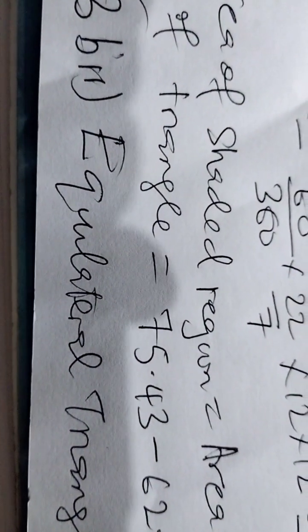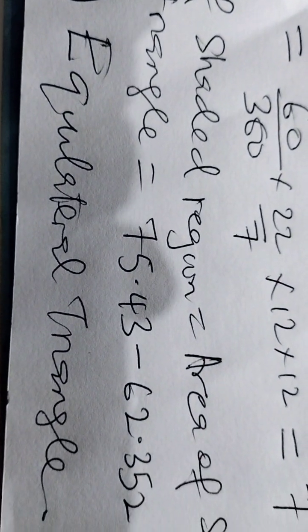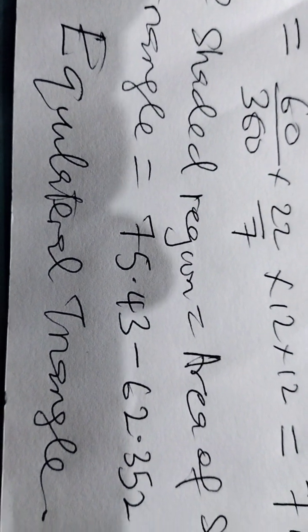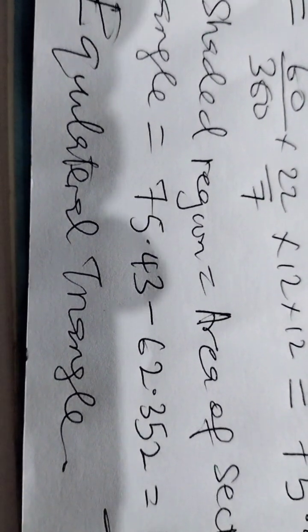3bii, the question is, what type of triangle is represented? The triangle is equilateral because all sides have the same length. The third side has the same length of 12 cm, so triangle AOB is an equilateral triangle.